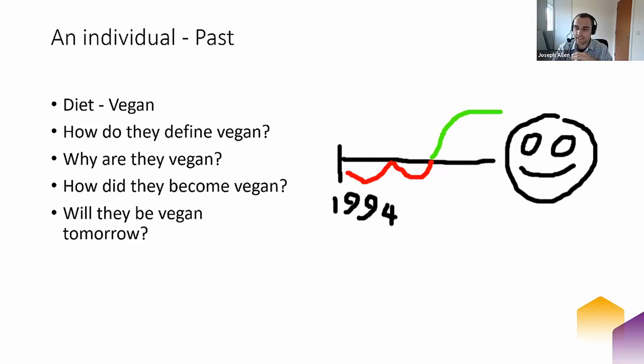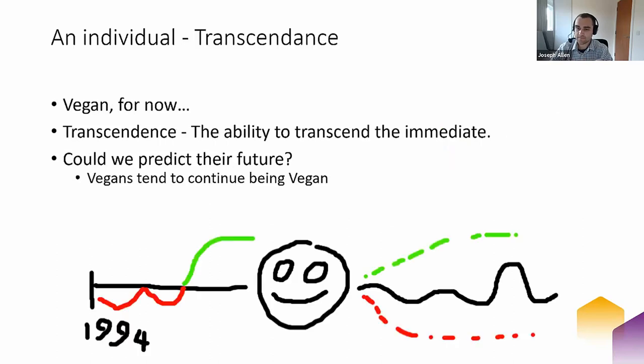This label in a dataset gives us no indication to the answer of any of these greater questions. With a dataset comprised of a list of facts, we have this snapshot view of the individual. As I said, we understand the facticity of this individual. But what we seek to know is what I refer to as the individual's transcendence. That is their ability to transcend the immediate situation they're in.